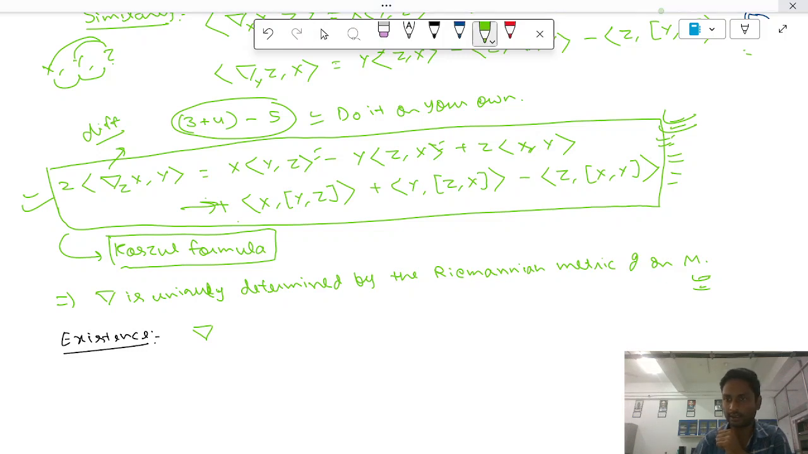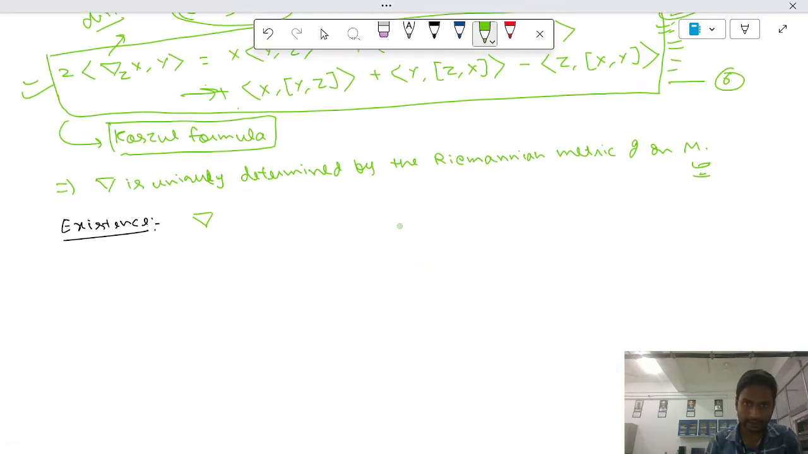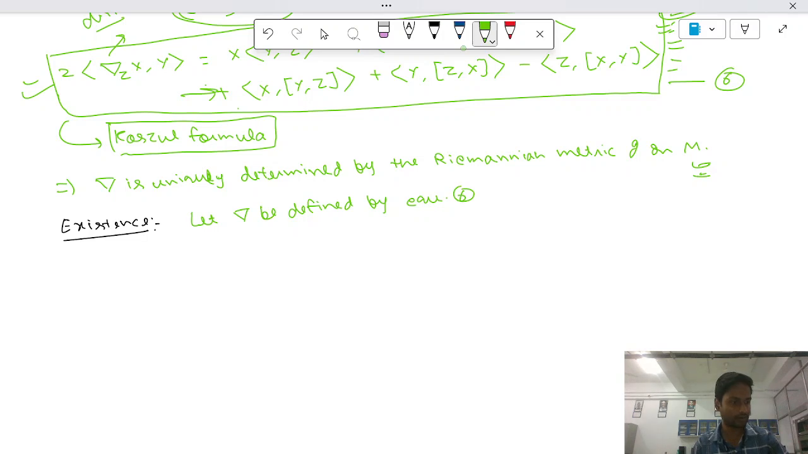So let's define it. Call it equation 6, and let the nabla be defined by equation 6. I hope you understood what I said. We need to show the existence, but first we need to define a connection. Then we will show that it satisfies all the required properties.